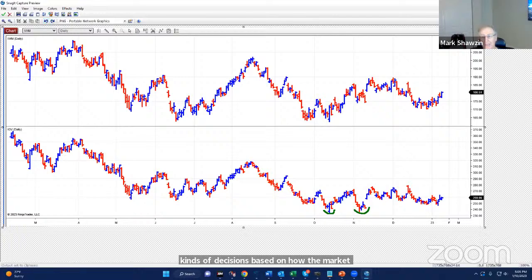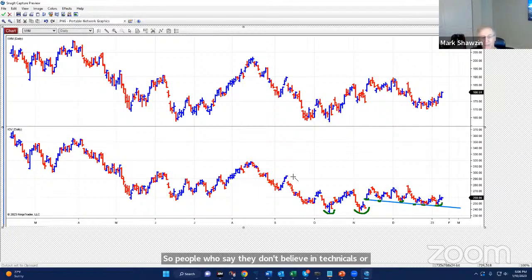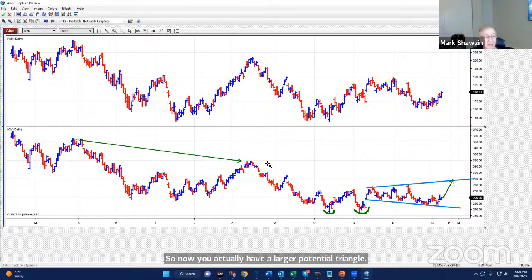responds. Actually, you can see, look how neatly, even going lower, how the market pivots off certain technical areas. So people who say they don't believe in technicals or price simply don't see the evidence of it. I mean, it's just amazing. This has been going sideways, but within doing so, it's been bouncing very neatly off this line. So now you actually have a larger potential triangle, and maybe this market makes it all the way back here, which would be consistent with this long-term trend line.